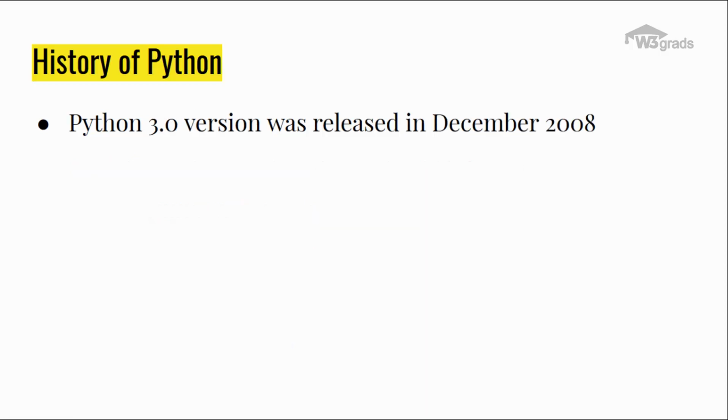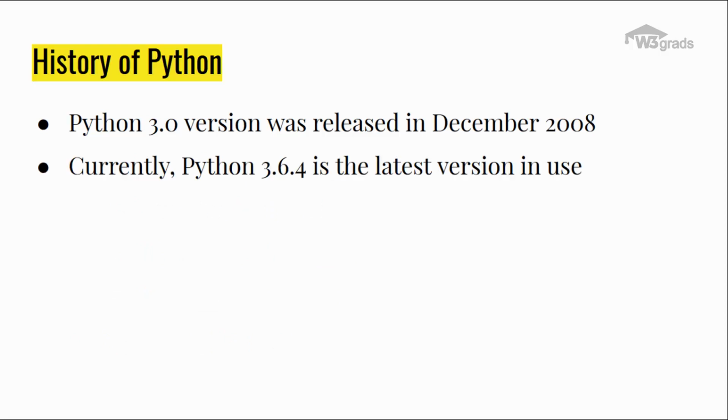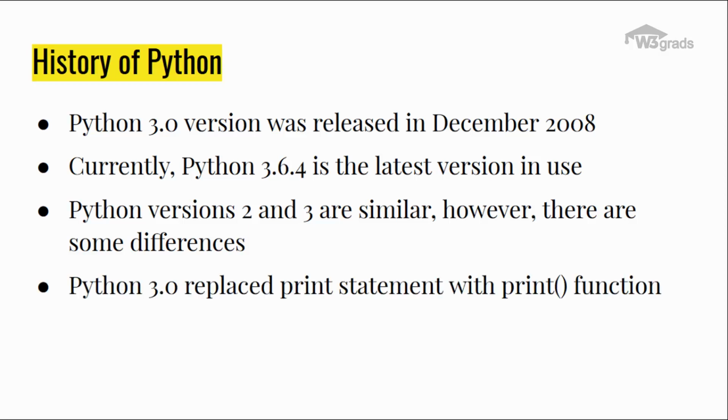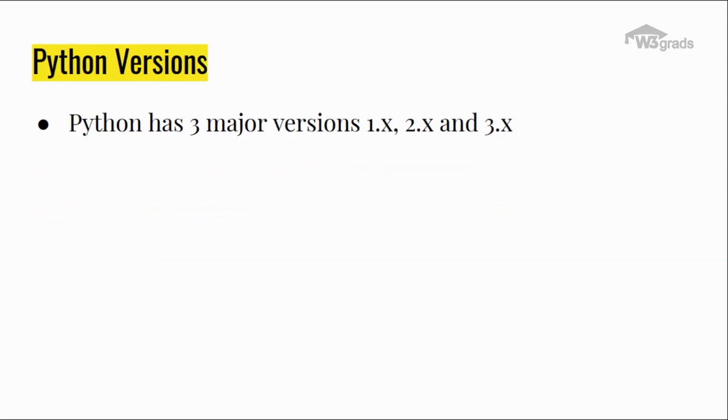Python 3.0 was the next version, and was released in December of 2008. The latest version of Python is 3.6.4. Although Python 2 and 3 are similar, there are subtle differences. Perhaps most noticeably is the way the print statement works. As in Python 3.0, the print statement has been replaced with a print function. There are three major versions of Python available as 1.x, 2.x, and 3.x, which are further divided into minor versions, such as 2.7 and 3.6.